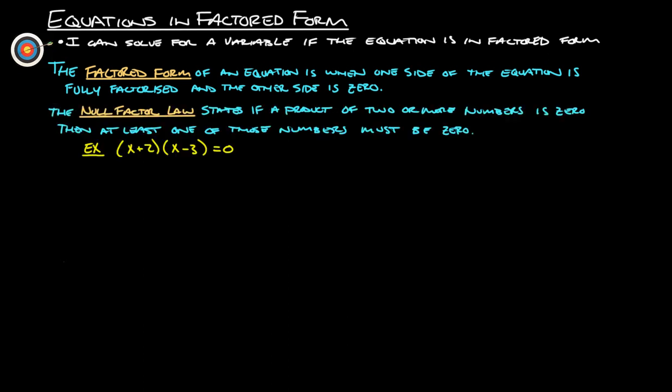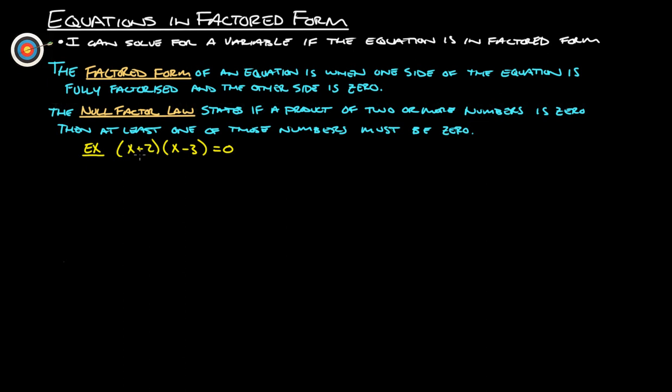The null factor law states that if a product of two or more numbers is 0, then at least one of the numbers must be 0. So either this has to equal 0 or that has to equal 0 if we're multiplying two numbers to get 0. That's why, for the factored form, we want to set one side equal to 0. That's the easiest way to solve this for now.